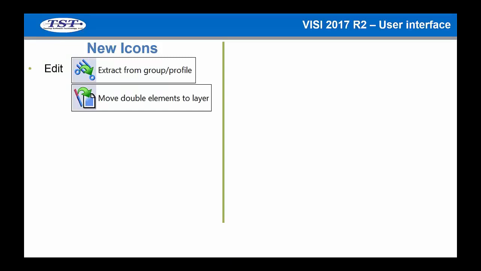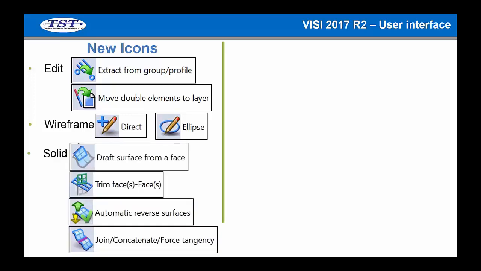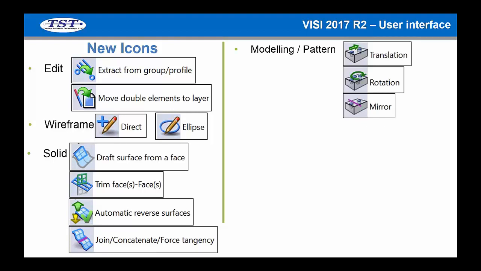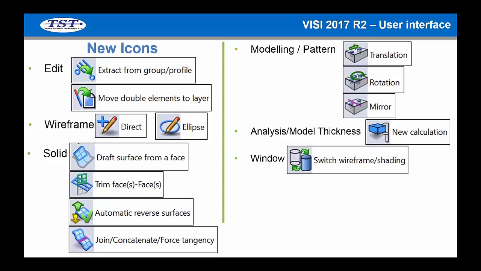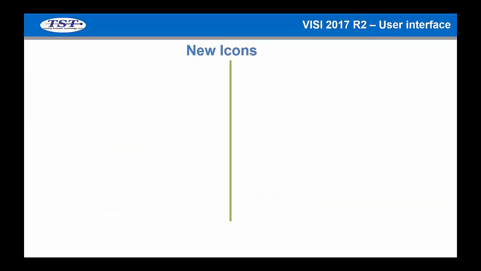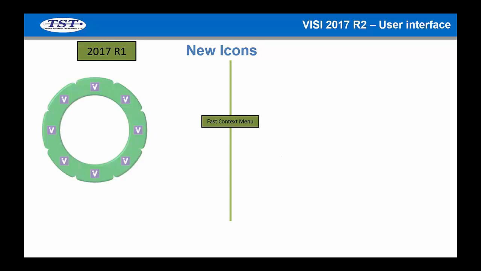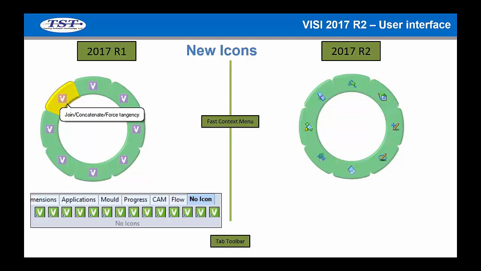So you'll see an extract from group profile under edit, move double elements. All of these have been either updated and or added. Under solid, you have draft from face, trim face to face, automatic, join, concatenate, and force tangency. Along with the modeling pattern, translation, rotate, mirror, analysis thickness, window, window view, and window view settings. With those new icons, when you add something to your wheel, instead of seeing that default VISI logo, you'll see them added in 2017 R2.